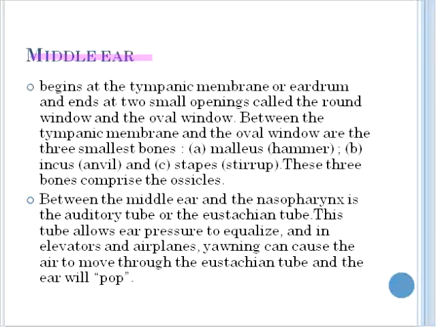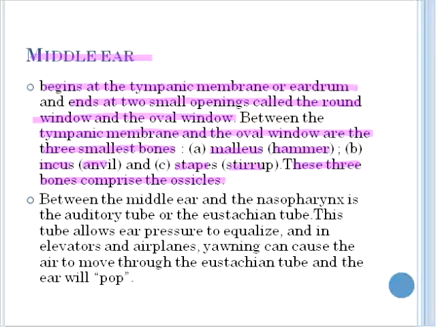The middle ear begins at the tympanic membrane, also known as the eardrum, and it ends at two small openings called the round window and the oval window. Between the tympanic membrane, or eardrum, and the oval window are the three smallest bones in the human body, that being the malleus, or hammer, incus, or anvil, and stapes, or stirrup. These three bones comprise the ossicles.